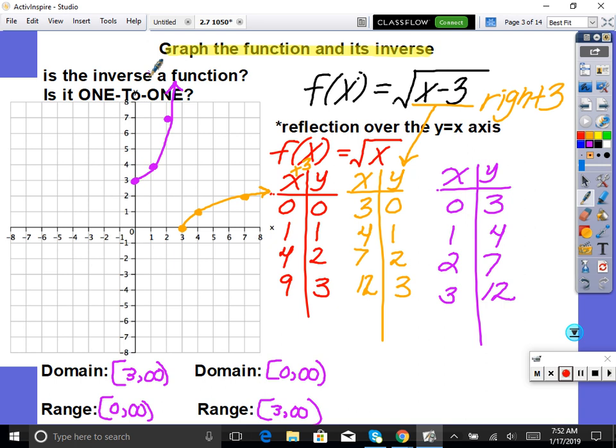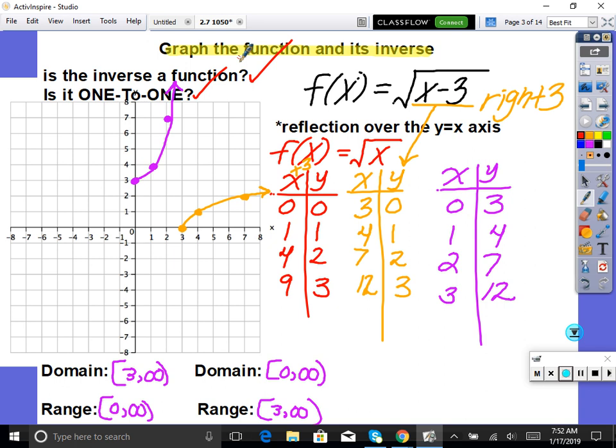Okay, question. Is the inverse a function? Look at the inverse, it's pink. Is the inverse a function? Yes. Is it 1 to 1 then? If the inverse is a function, guys, it is 1 to 1. Yes. Does that make sense?